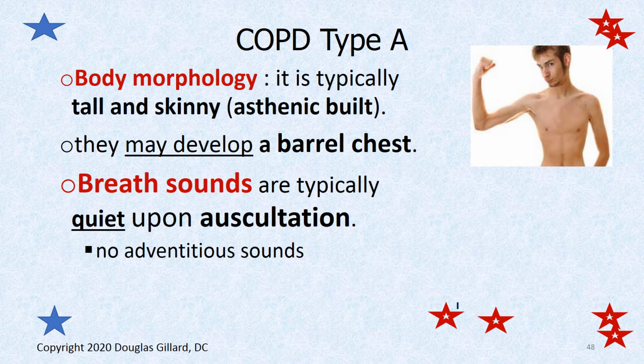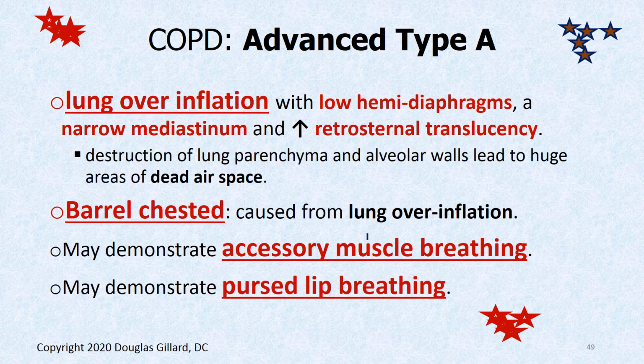These people are really skinny. This is called an asthenic body morphology or asthenic build. They may develop a barrel chest in the end phases of this, though. We'll look at that in a second. If you auscultate them, they will have no adventitious sounds. The breath sounds will be normal.